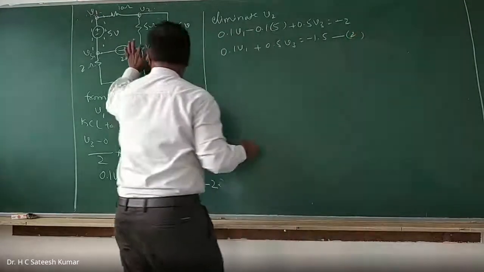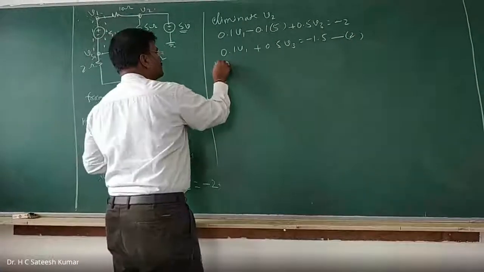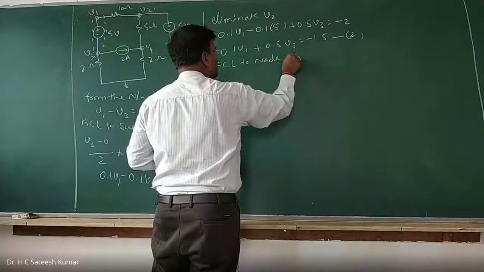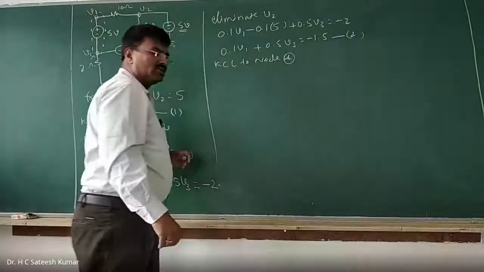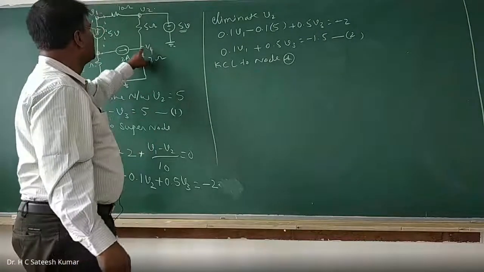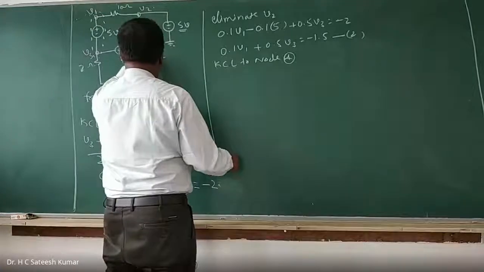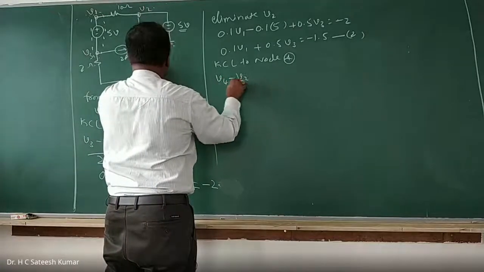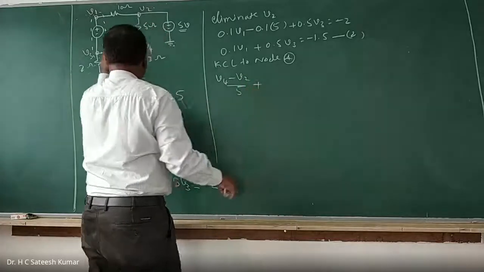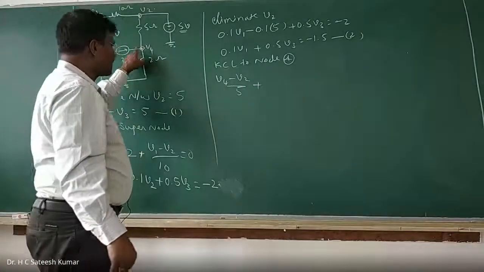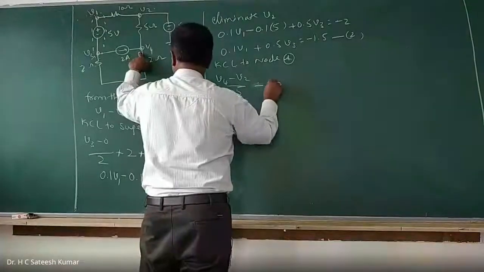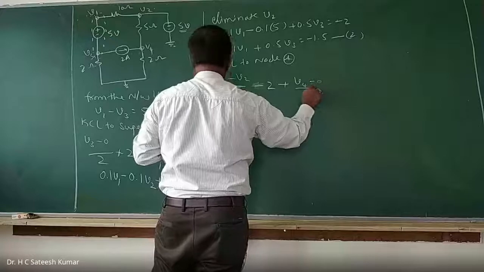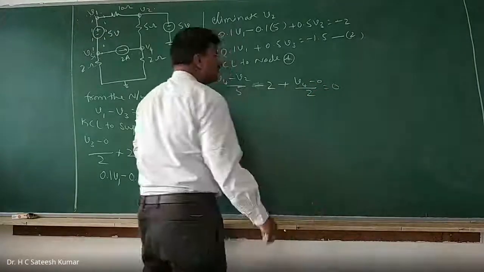Next, what is left out is V4. KCL to node 4. What do we have? Start from this point. You can write V4 minus V2 divided by 5. Current is entering, but current should leave. Therefore, we will get minus 2 plus V4 minus 0 divided by 2 is equal to 0.